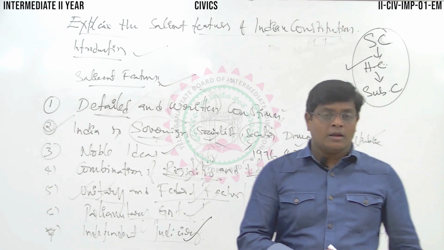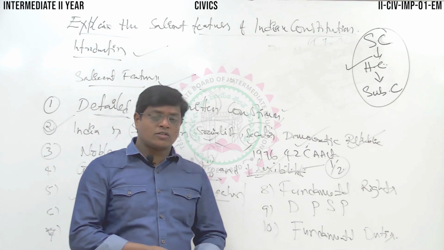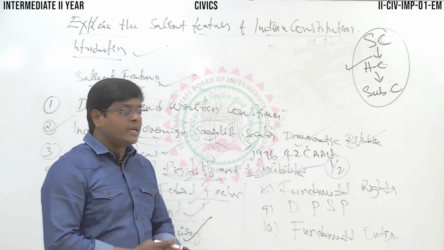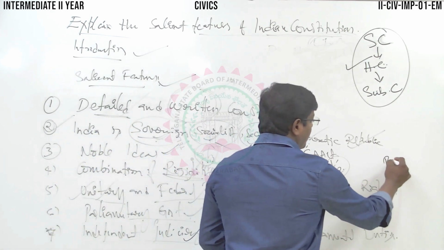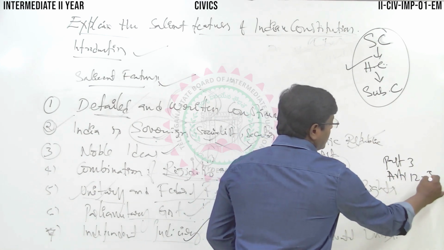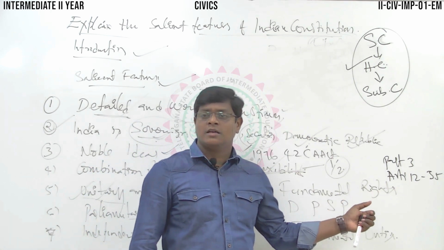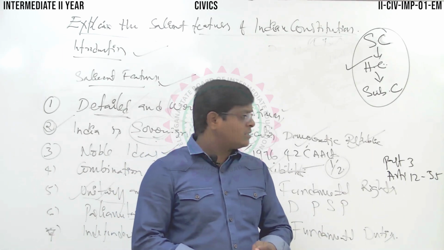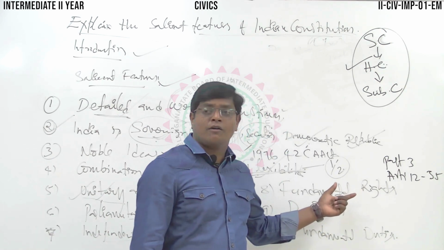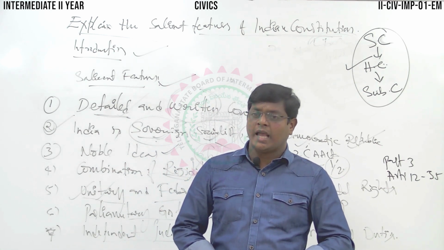Then the next one, fundamental rights. You know very well, the fundamental rights concept has been taken from the American Constitution and incorporated in the Indian Constitution, Part 3. Part 3 of the Indian Constitution, from Article 12 to 35. Understood? Originally there were 7 fundamental rights. Now there are 6 fundamental rights. One fundamental right, that is the right to property, was deleted from the list of fundamental rights by the 44th Constitutional Amendment Act 1978. Clear?